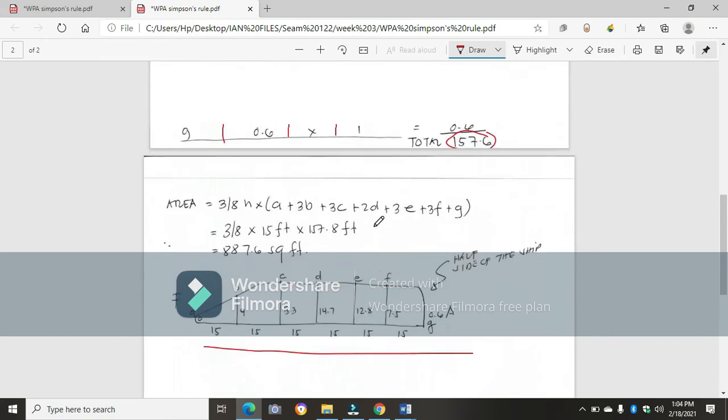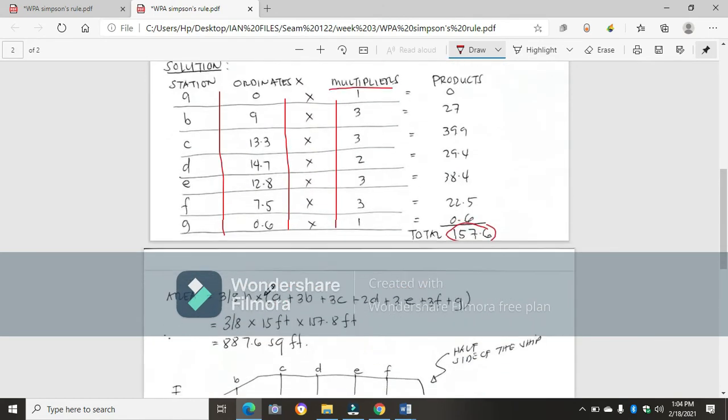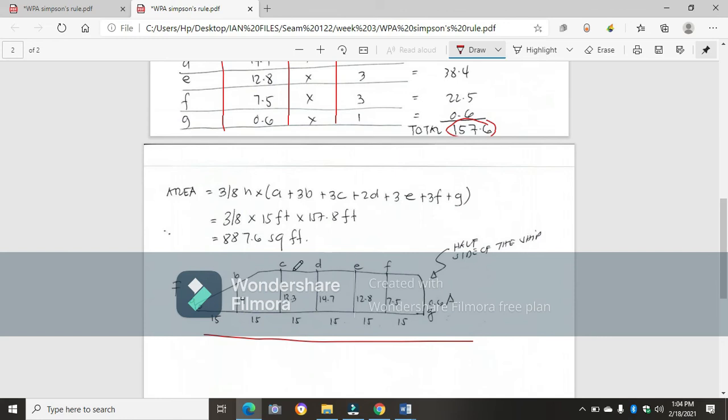Okay, but in this case, this area is on the half side of the vessel. So this is the forward and the aft. So we will now draw the ordinates A, B, C, D, E, F, G. Each has a distance of 15 feet, 15 feet, 15 feet. So this is H. Okay. So the distance here is 9 feet, 13.3 feet, 14.7, 12.8, 7.5.